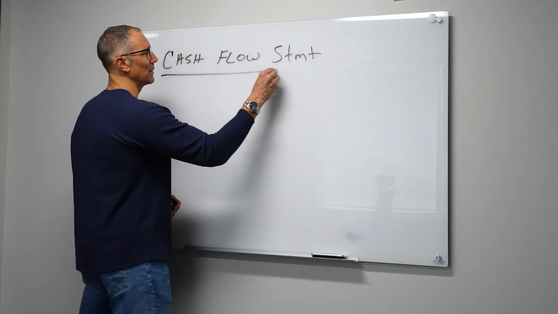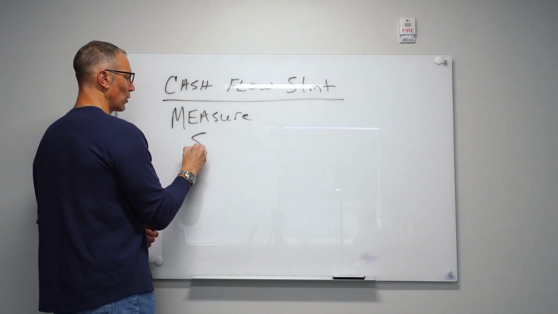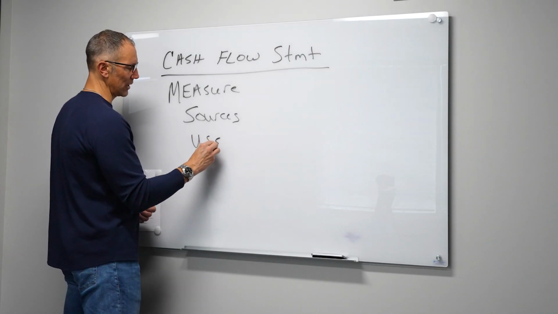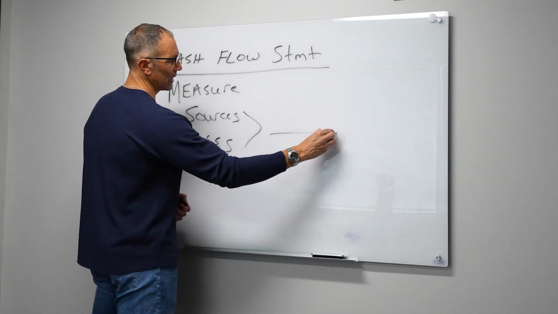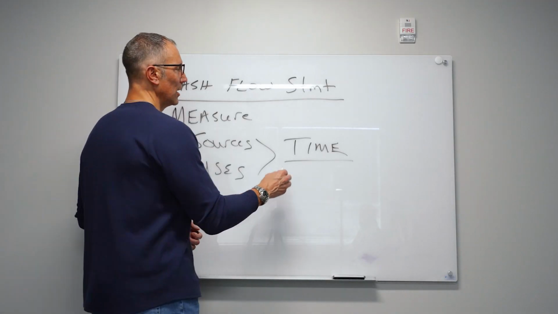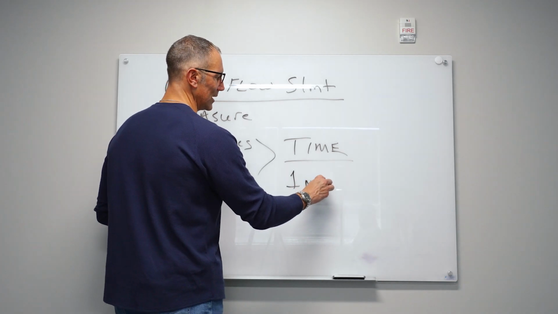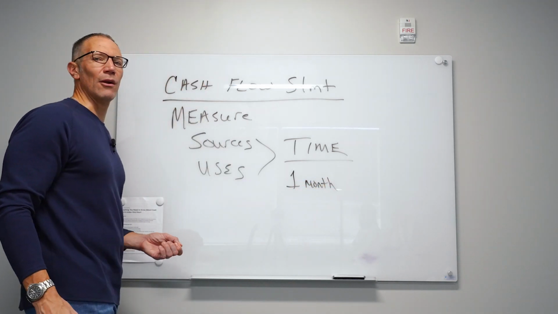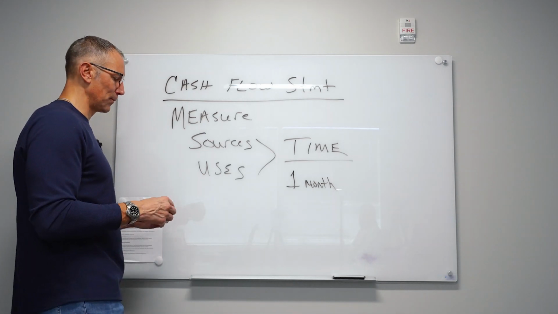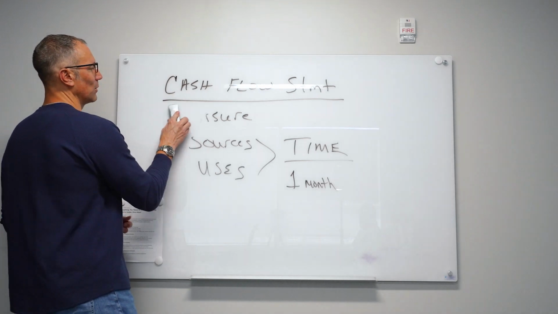But a cash flow statement is going to do exactly that. It's going to measure your sources of cash and your uses of cash over a period of time. Typically, you're going to get these with your monthly financials, so you're looking at it over the course of a month. But it can be quarterly, it can be yearly, it can be whatever. So if we're looking at that on a given period, let me show you what that looks like.